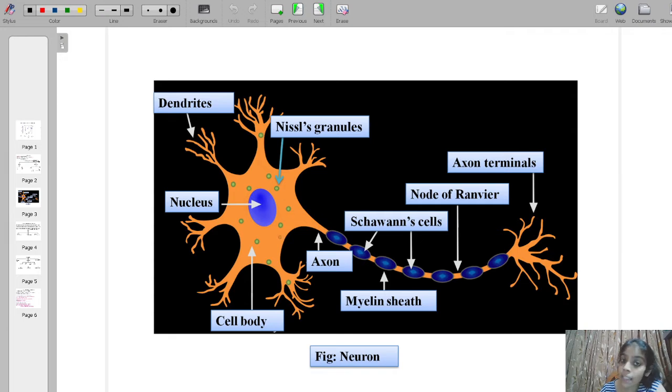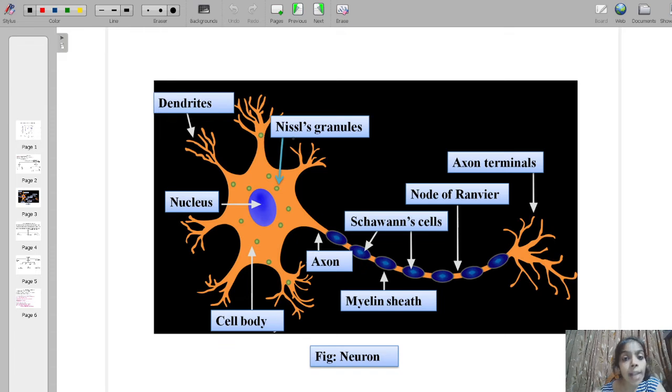What does it contain? It contains a nucleus. It contains some cellular organelles like it might have mitochondria, endoplasmic reticulum, Golgi complex, ribosomes. These are typical of any animal cell. But what is special about neuron is, you see it's written over here, Nissl granules. Nissl granules. What are these?